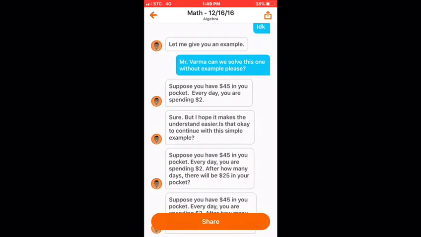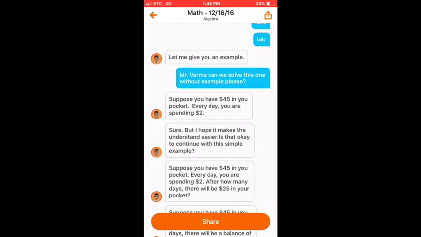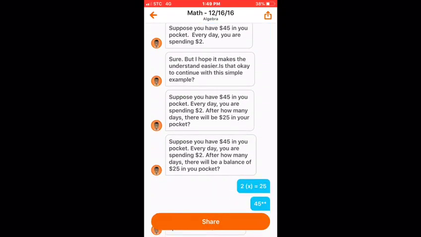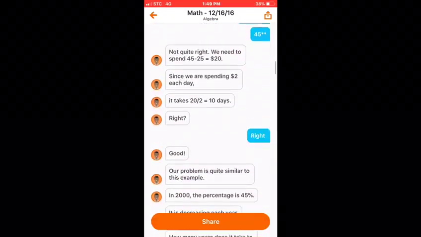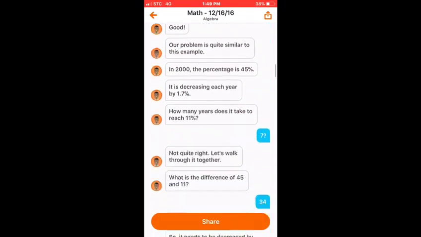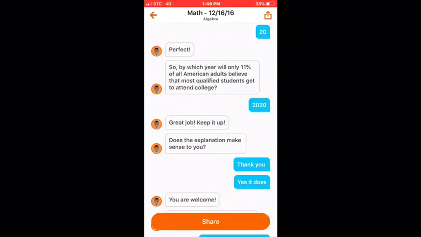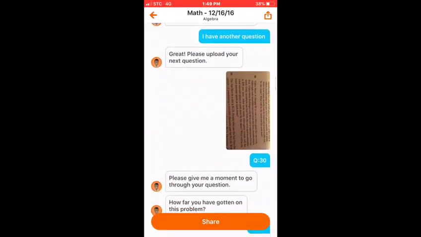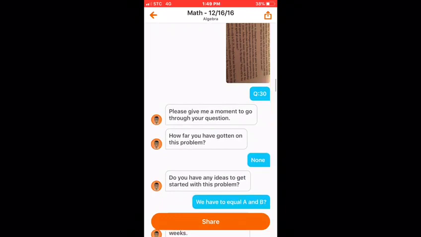So the tutors hardly give you the answer. They only simplify the question and tell you how you can get it, but they don't give you the answer. So he started giving me an example similar to my question. After understanding it, and after he showed me how, I knew how to get the answer right. So at the end, I got my answer.